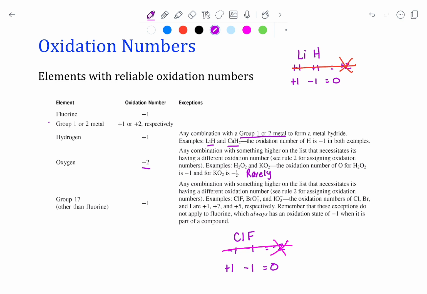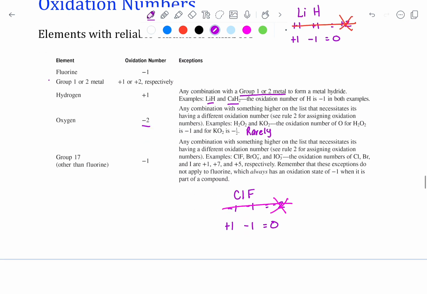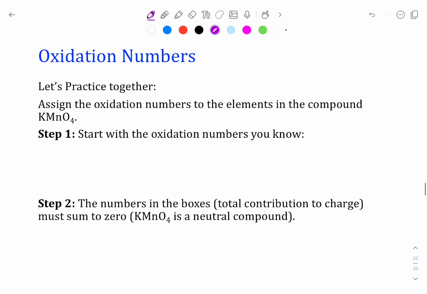Okay, so those are our exceptions to group 17. Everything in group 17 except fluorine. Fluorine will always have -1. You are going to want to memorize these specific oxidation numbers. If you know these oxidation numbers, then you can find the oxidation numbers of any other element. Okay, so we're going to practice that today.